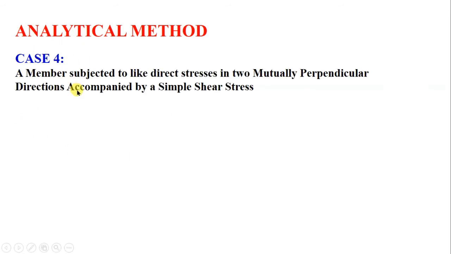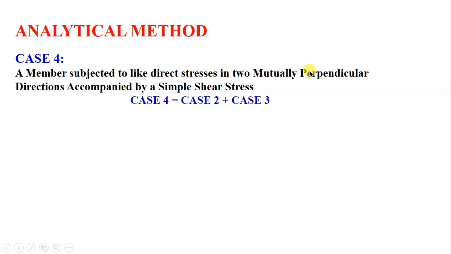Now let us see analytical method case 4. Once again I will recall. Case 1 was stresses acting along one direction. Case 2 was stresses acting along two directions. Case 3 was shear stress acting on all the four sides. And this case 4 is a combination of case 2 and case 3. That is, a member subjected to direct stresses in two mutually perpendicular directions accompanied by a simple shear stress. This simple shear stress is case 3 and case 2 was stresses along two directions. So in order to easily remember, case 4 is case 2 plus case 3.